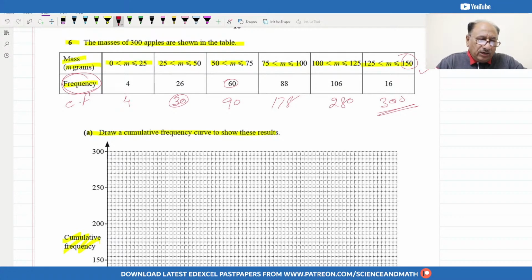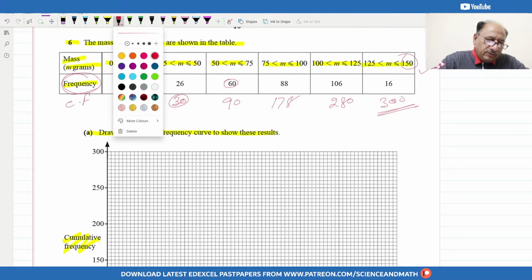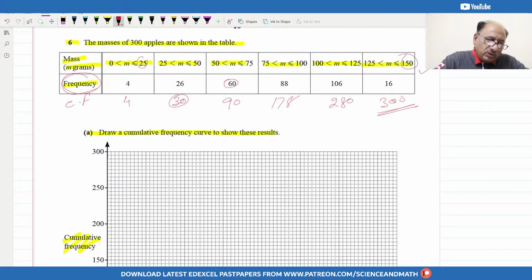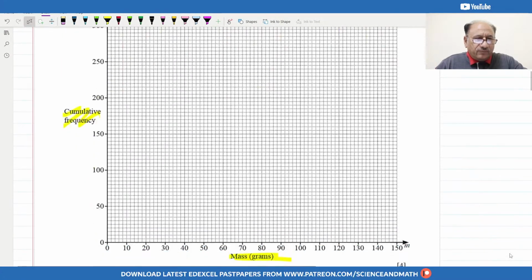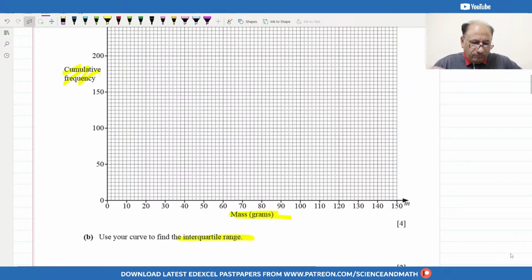So now what will you be taking? You will be taking the upper limit of each class, so this 25, so less than 25 is 4. We are not sure whether these four frequencies are all at 0 or all at 25 or in between, but how we will be drawing is we will be taking 25 on this side and 4 on this side.